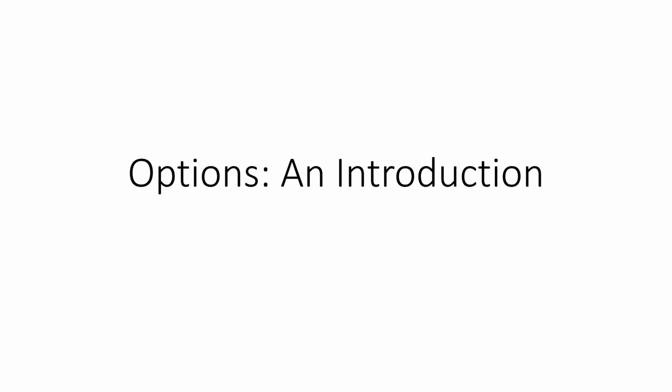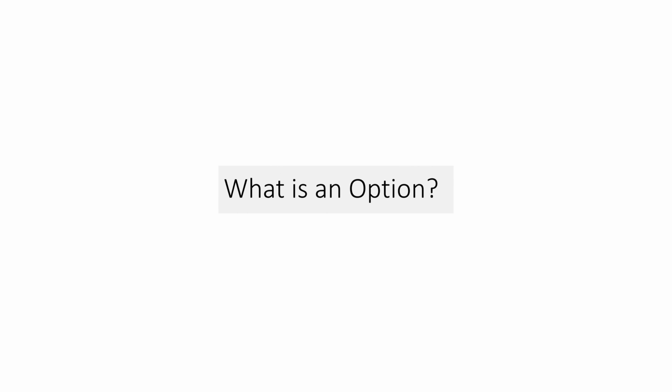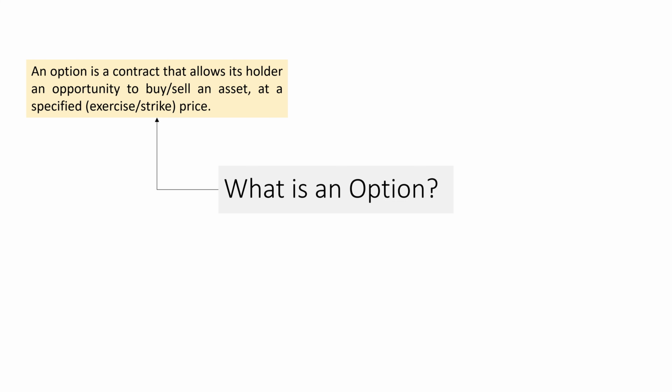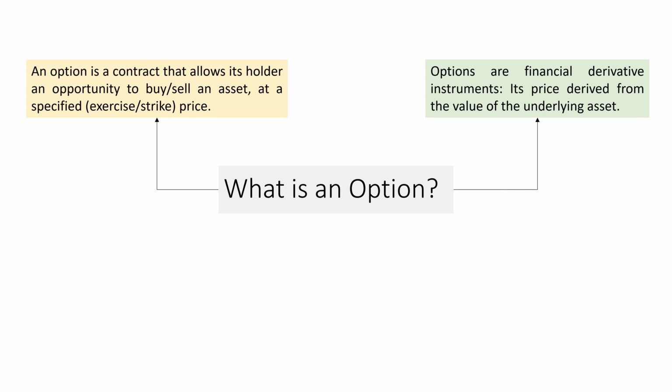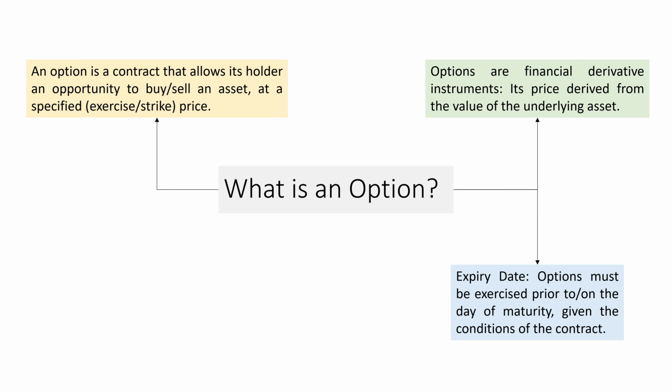Let's look into options. What is an option? An option is a contract that allows its holder an opportunity to buy or sell an asset at a specified price, also known as the exercise or the strike. They are financial derivative instruments. That means the price of the option is derived from the value of the underlying asset.